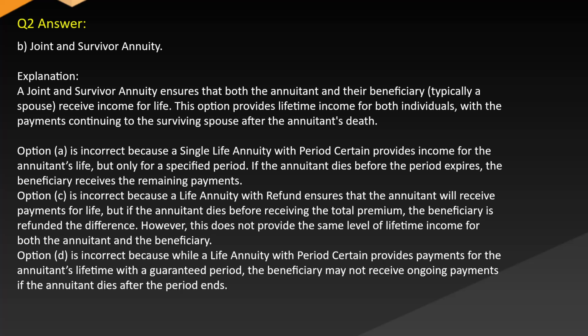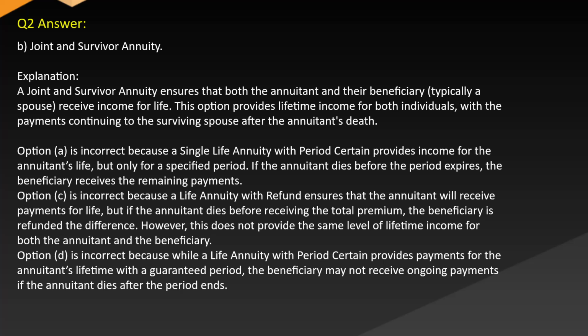Answer. B. Joint and survivor annuity. Explanation. A joint and survivor annuity ensures that both the annuitant and their beneficiary, typically a spouse, receive income for life. This option provides lifetime income for both individuals, with the payments continuing to the surviving spouse after the annuitant's death.